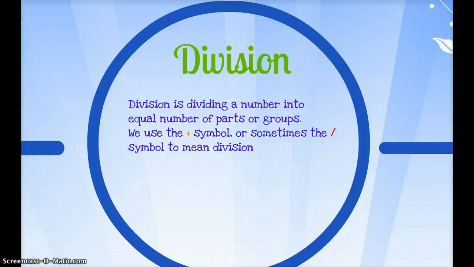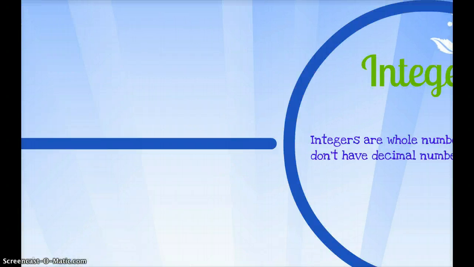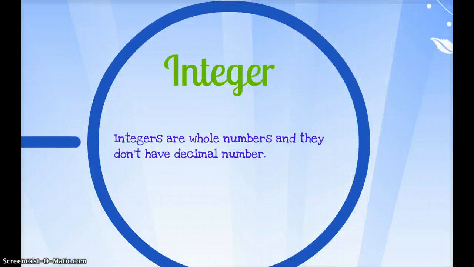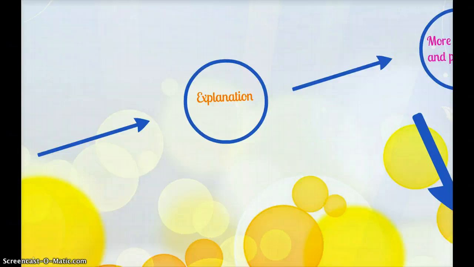So division is dividing a number into equal numbers of parts or groups, and we use the division symbol, or sometimes we can use a fraction bar. Remember, integers are whole numbers, and they don't have any decimal points, so it's non-fractions, it's all your whole numbers.